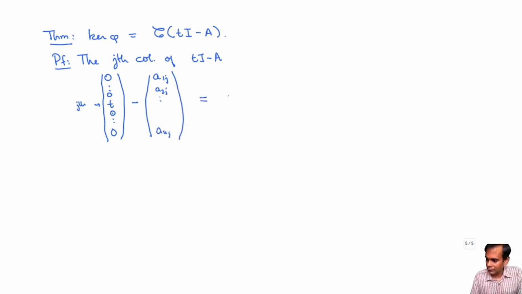So you can write this as t times ej tilde, the jth coordinate vector of F[t]^n, minus, and this you can write as a linear combination of the coordinate vectors of F[t]^n, the sum of aij ei tilde, where i goes from 1 to n. And I want to show that the column space of tI minus A is equal to the kernel of phi. So first I'll show that the column space of tI minus A is contained in the kernel of phi. For this it's just enough to show that each column of tI minus A is contained in the kernel of phi.